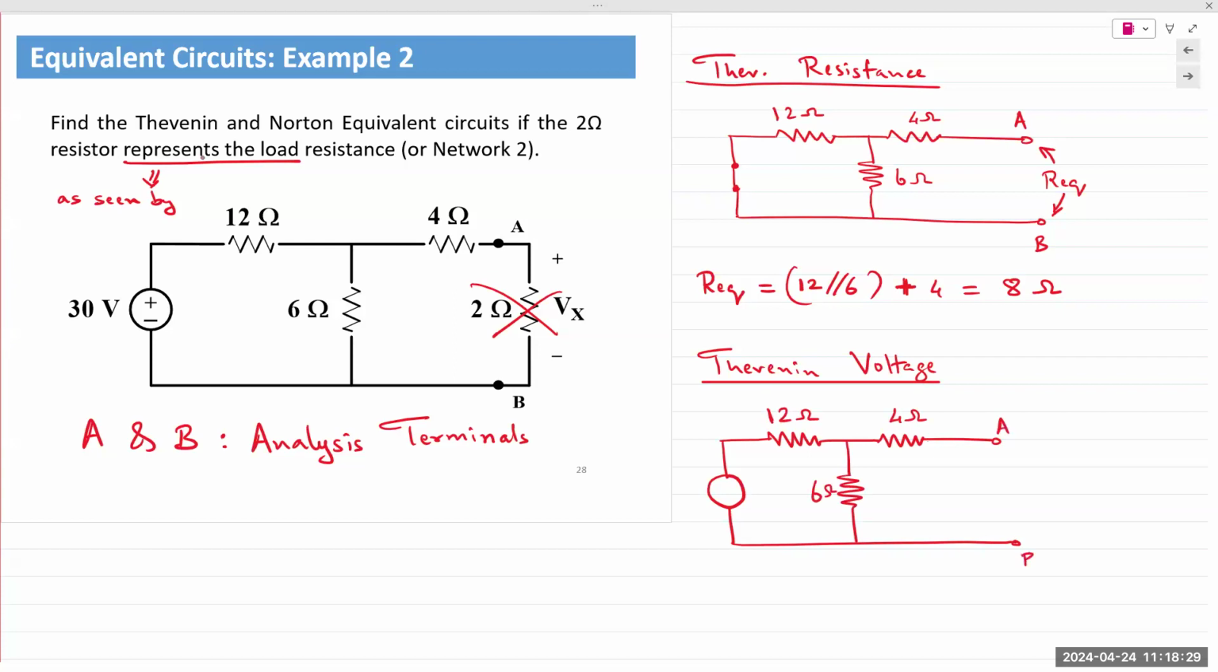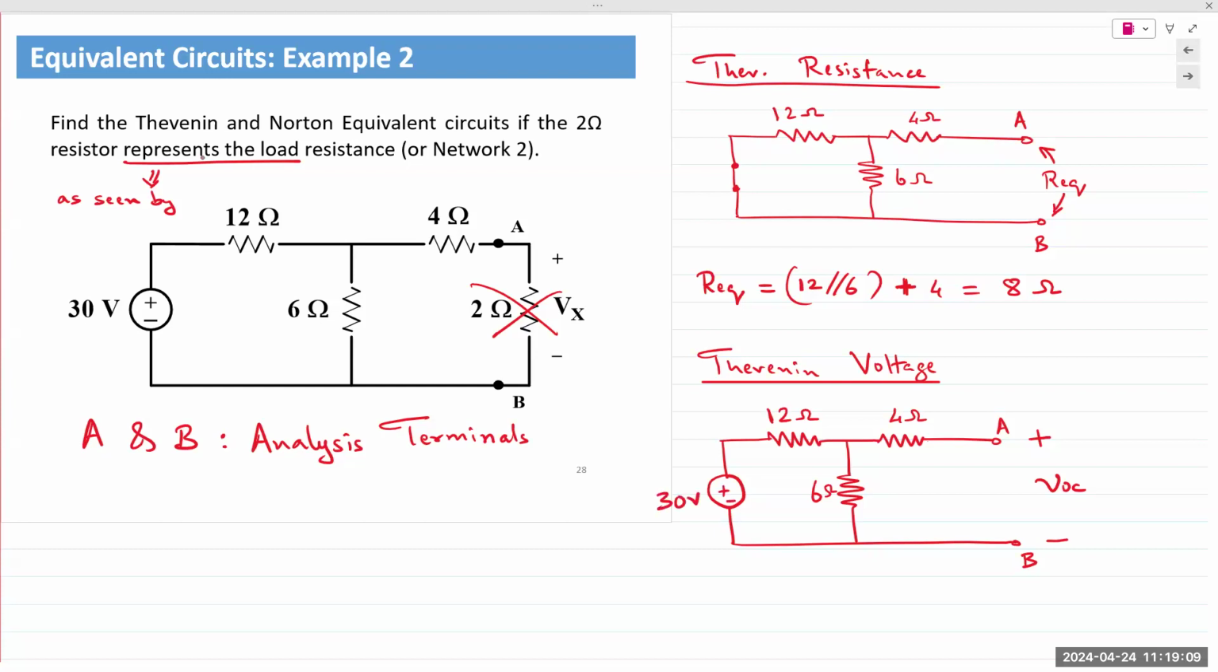A and B are open. I'm going to assume my polarity as plus at A and minus at B. You can choose the opposite if you wish, doesn't really matter. This is just standard convention. Voltage source has a plus up top, so current would be flowing up. Current flows up, makes its way from the left to right. Logically, I would think that A would be higher than B. So I choose A as plus, B as minus.